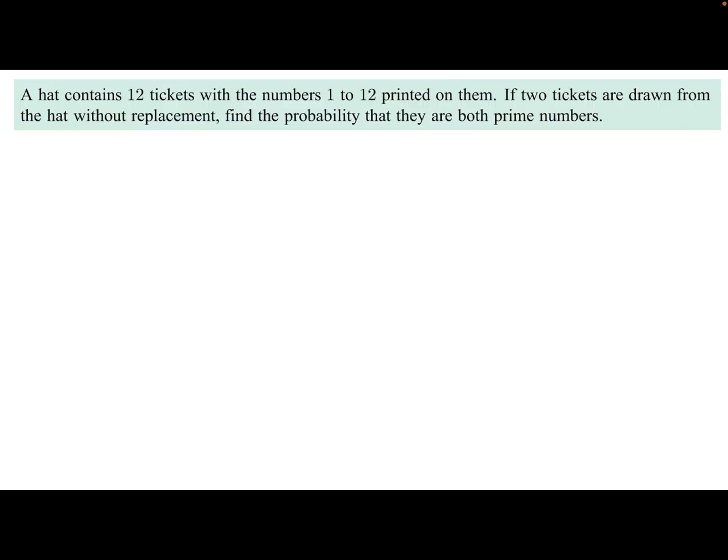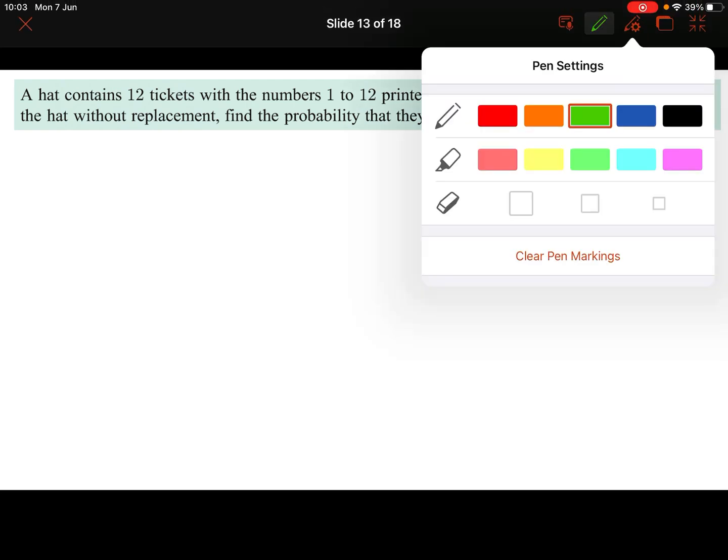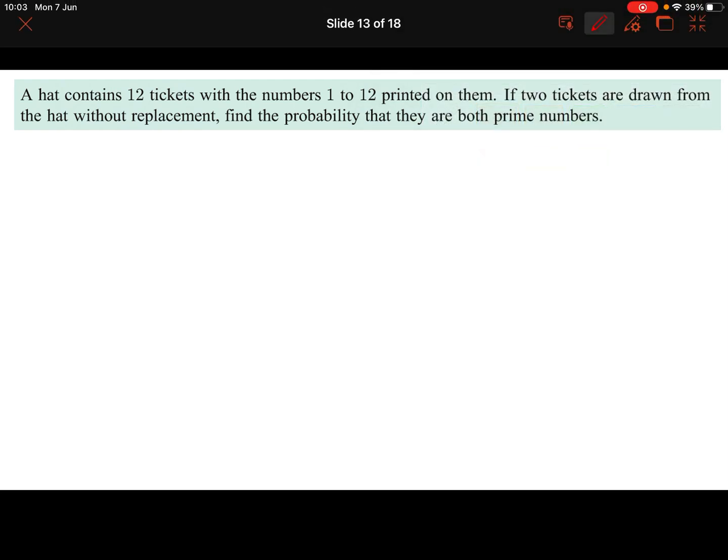Let's go to one where it's a little bit more doable. Okay, so here we've got a hat contains 12 tickets with the numbers 1 to 12 printed on them. If 2 tickets are drawn from the hat without replacement, find the probability they are both prime numbers. Now, you can imagine this, what we've got is a bag or a hat or whatever with tickets in there. 1, 2, 3, 4, 5, 6, so on, all the way up to 12.